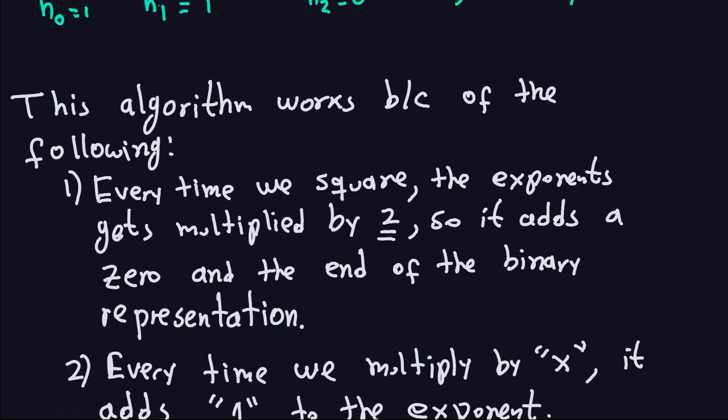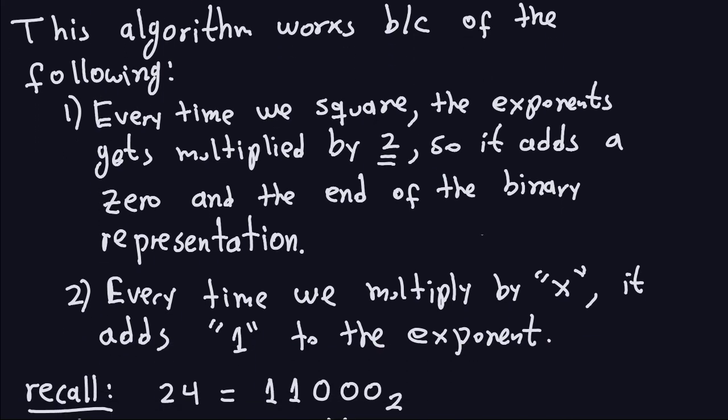If you have a binary number, let's say you have the binary number 11. When you multiply it by 2, basically what you're doing is adding a 0 at the end. That's basically what's happening there, and it will come into play in a second. So you add a 0 at the end. That happens when you square.